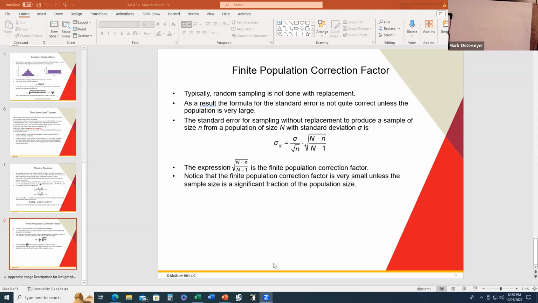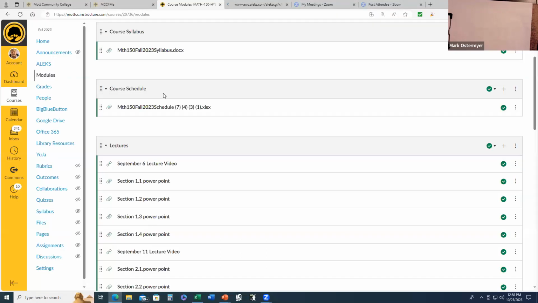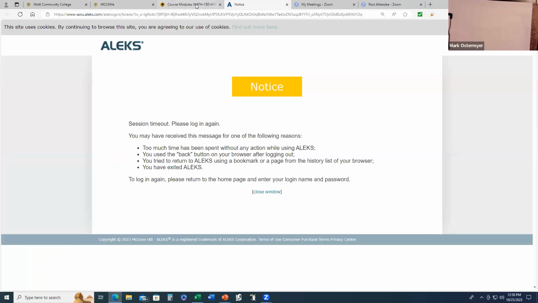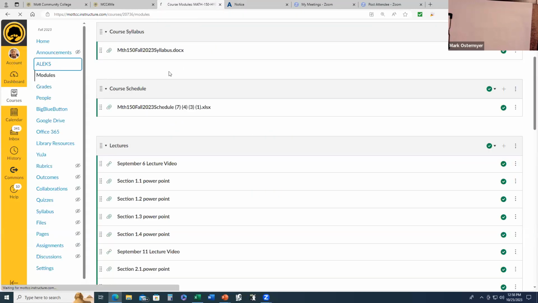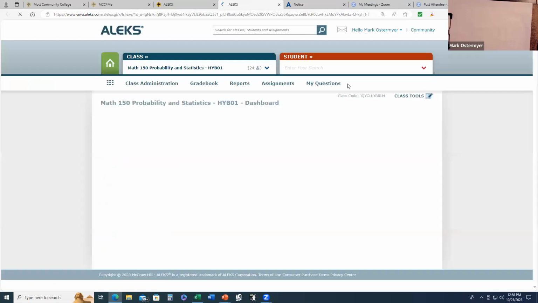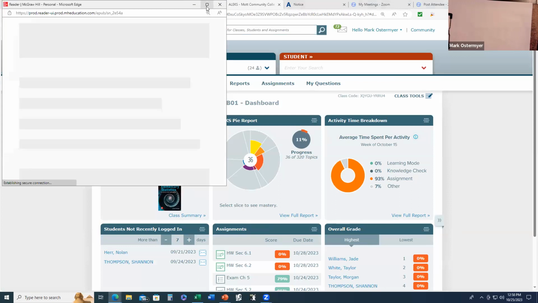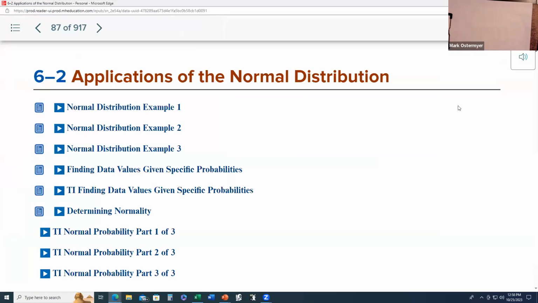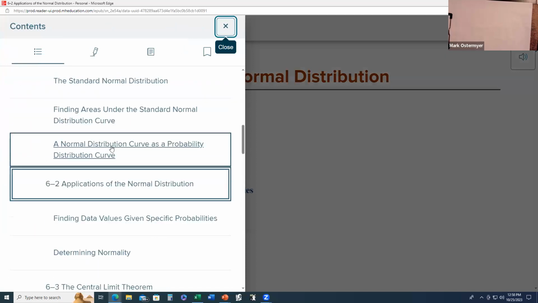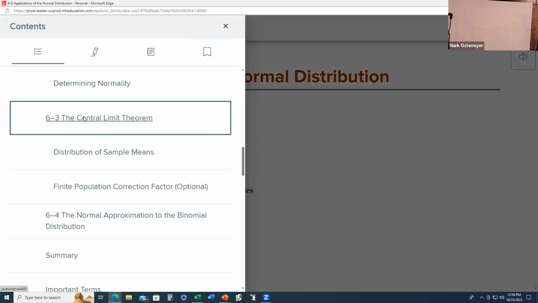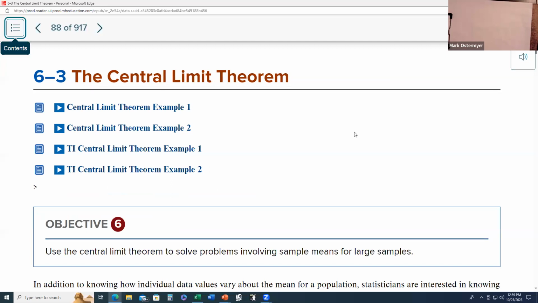All right. Well, let's go to our textbook now and see if we can maybe do a couple problems here. So this will be section 6.3. Section 6.3 is entitled the central limit theorem.